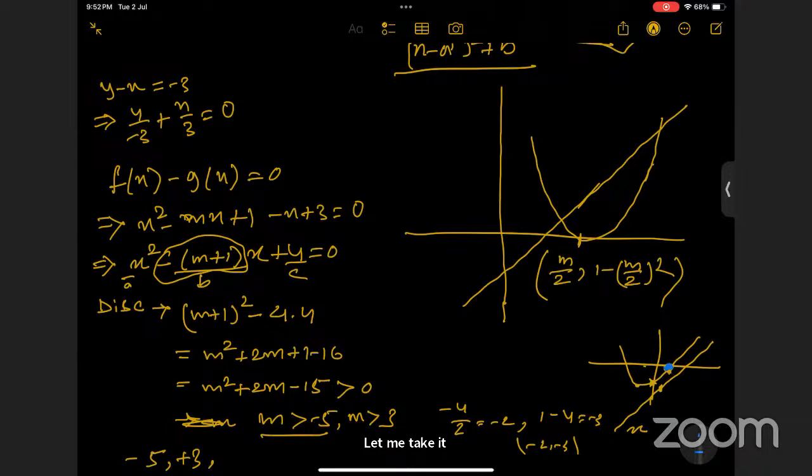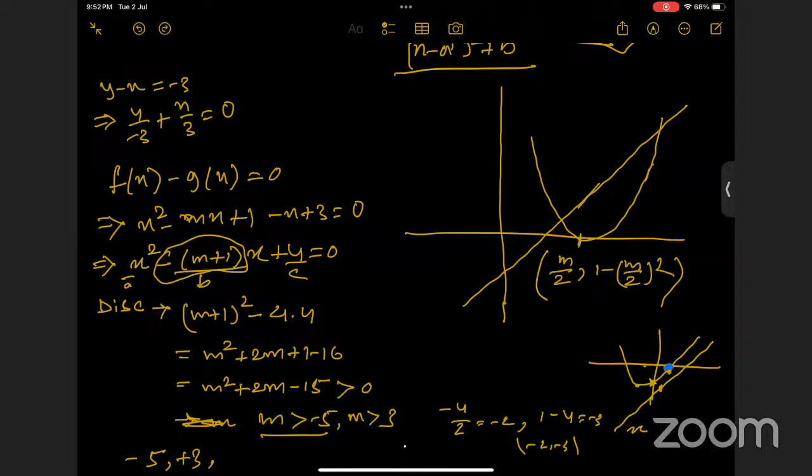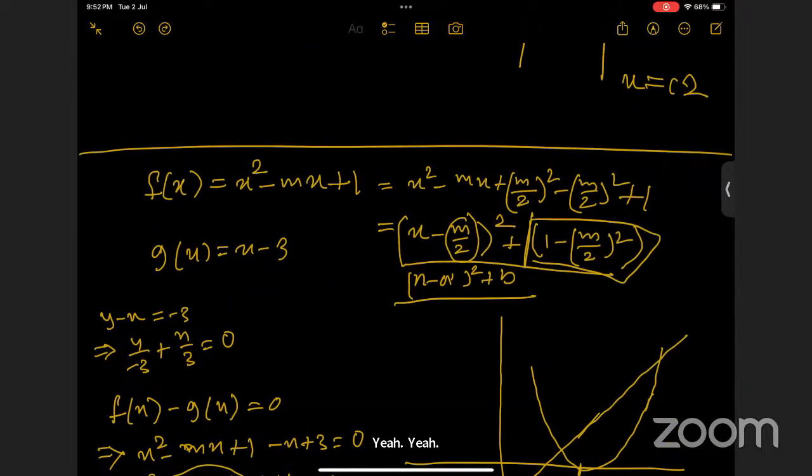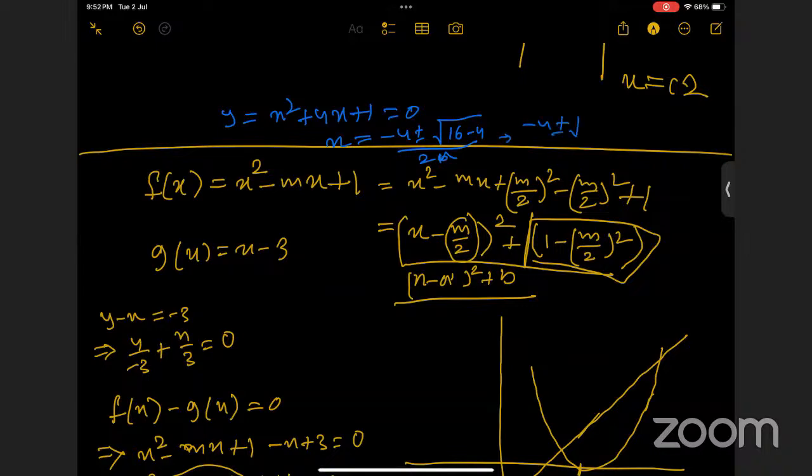Ma'am, this one where y is actually 0. If we just put y equals 0, then we will get x-intercept. Take m as minus 4. So if we have m equals minus 4, that means we have y equals x square plus 4x plus 1. If we put here y equals 0, what will be the value of x? Minus 4 plus minus root 12 over 2, right? Yes, ma'am. So this will be minus 2 plus root 3, minus 2 minus root 3.